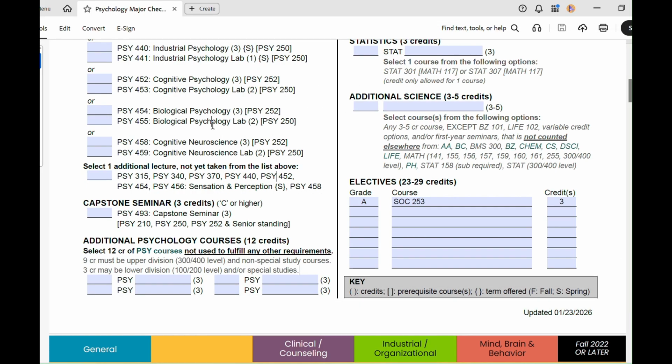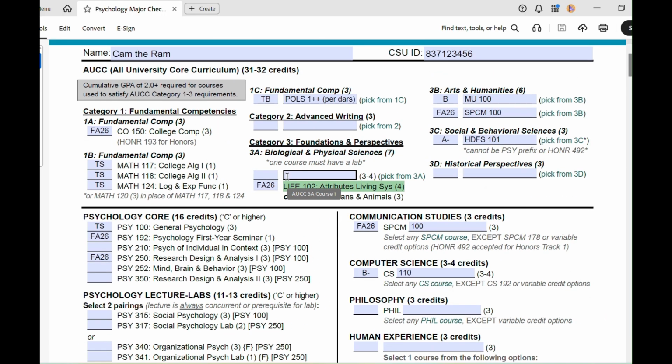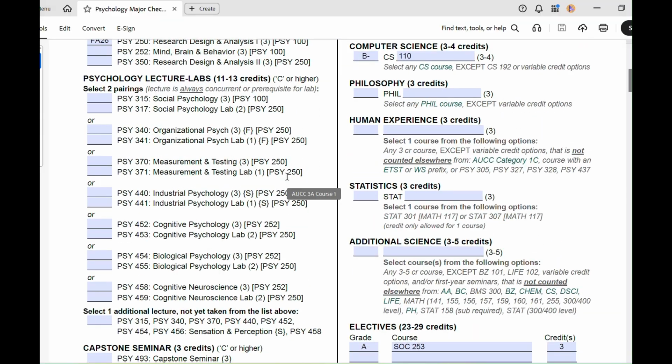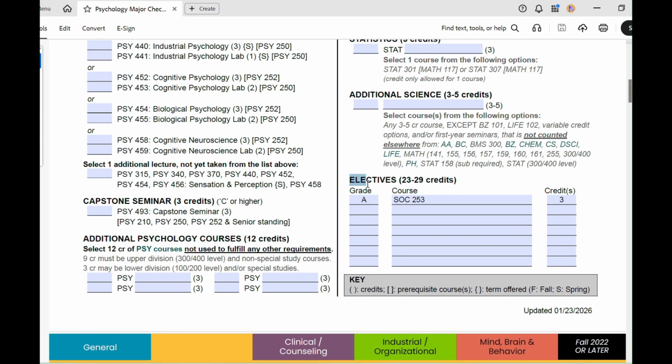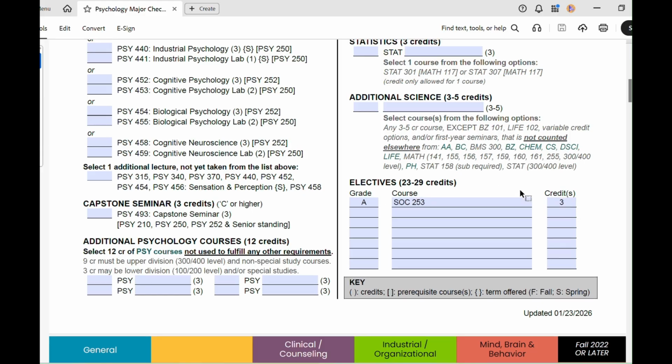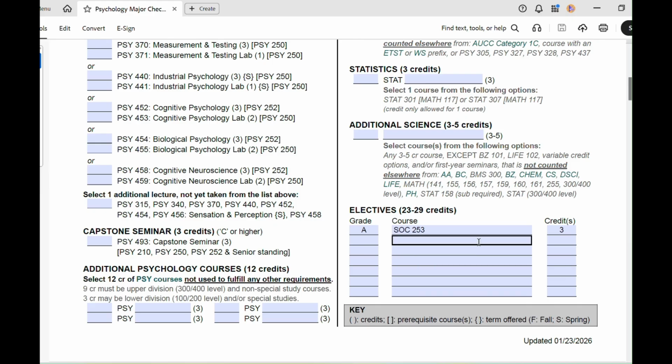We have now covered the entire curriculum check sheet for the general concentration. One category that I do want to highlight is the electives section. On the general concentration, you will need anywhere from 23 to 29 credits of electives to earn your bachelor's degree in psychology. Cam the Ram has taken 1 elective so far. However, we cannot be sure exactly how many more electives Cam will need until we create a graduation plan. That is why we have not identified any remaining electives. That will come next in the graduation planning process.